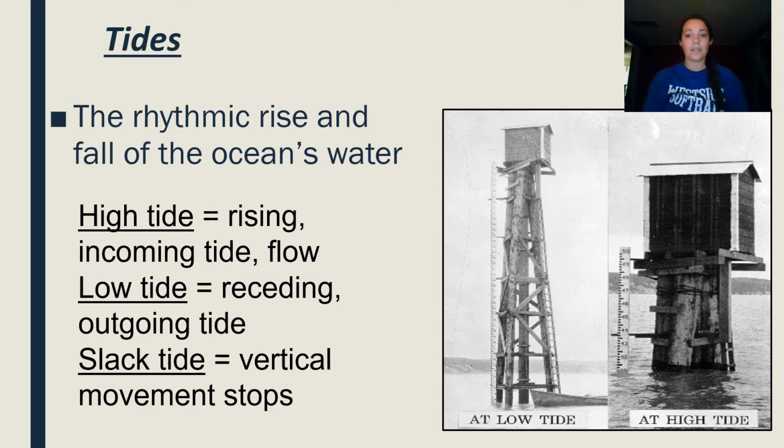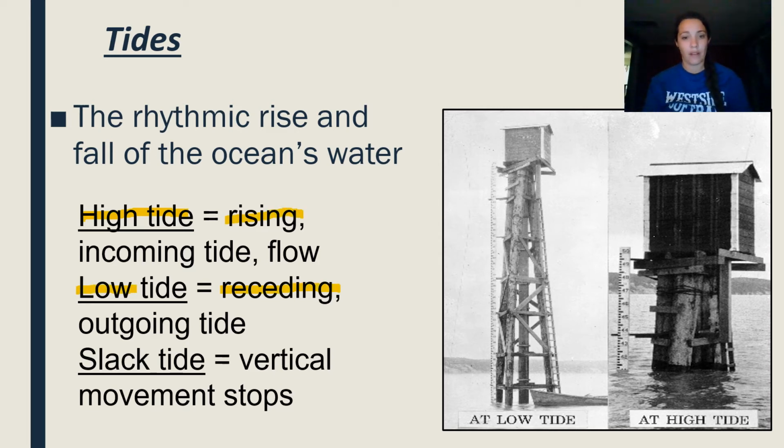All right, so a little bit more about tides. They are the rhythmic rise and fall of the ocean water. Rhythmic, back and forth. It's the same thing over and over again. Depending on where you live depends on how many tides a day you have. A high tide is the water coming in, high, water rising. And then the low tide is when the water leaves, or the water is receding.